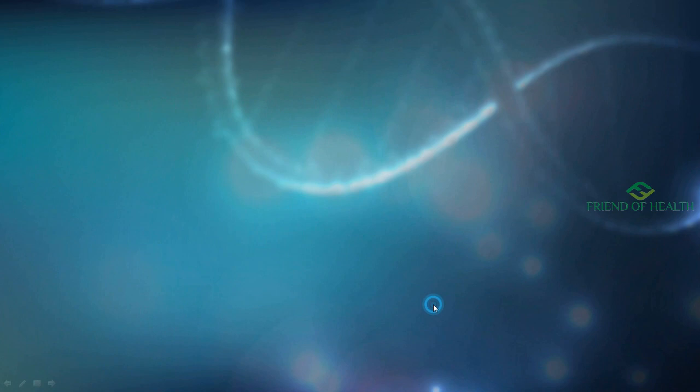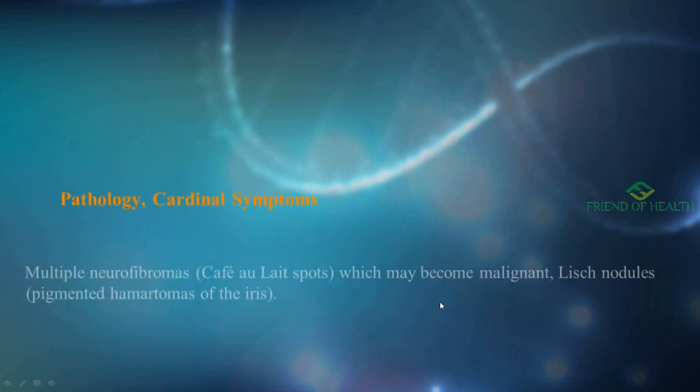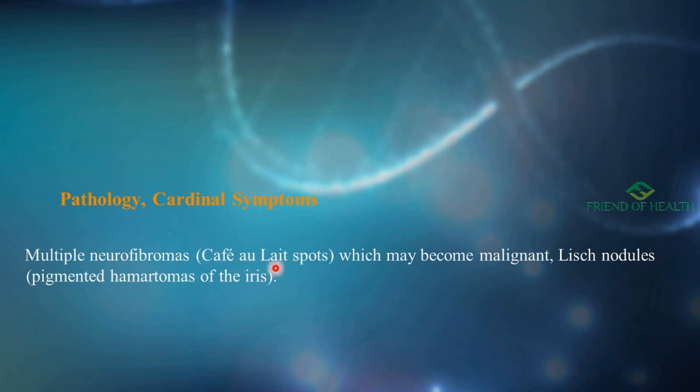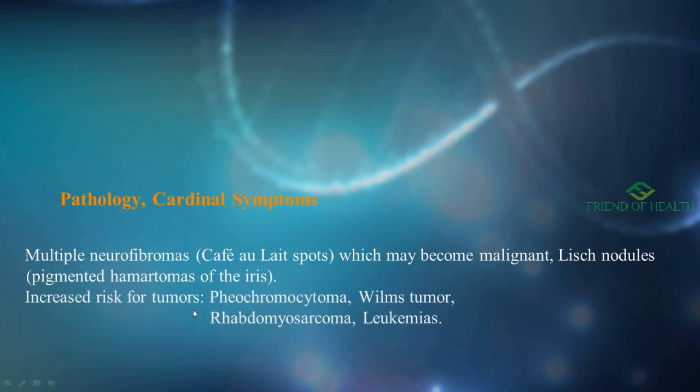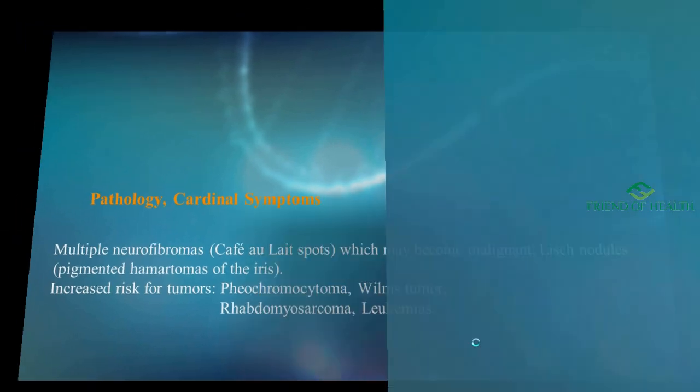And you can see the symptoms are very important. Multiple neurofibromas, café-au-lait spots. Café-au-lait spots is a very repeatedly asked question. It is associated with neurofibromatosis, and the lesions may become malignant. Lisch nodules, pigmented hamartomas of the iris, and increased risk for tumors. So NF, or neurofibromatosis, always carries an increased risk for tumors: pheochromocytoma, Wilms tumor, rhabdomyosarcoma, and leukemias. So you should keep this in mind and revise these topics very frequently.